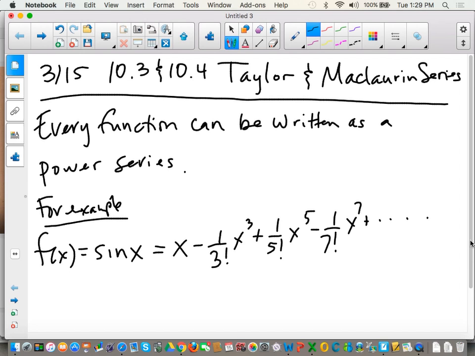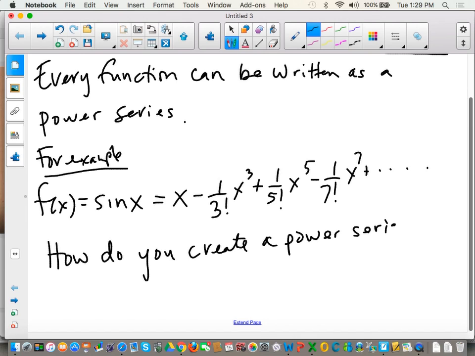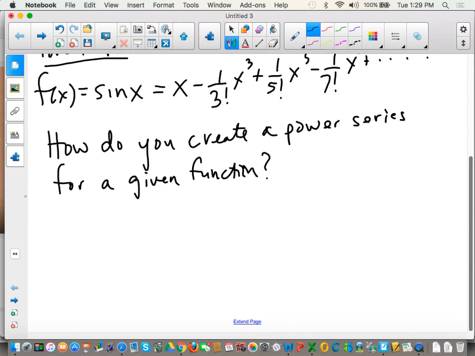All right, so our goal is to learn how to do that. How do we find a power series like that? That's the big question. How do you create a power series for a given function? And the answer is that there's a formula. The formula we use is called the Taylor series formula.